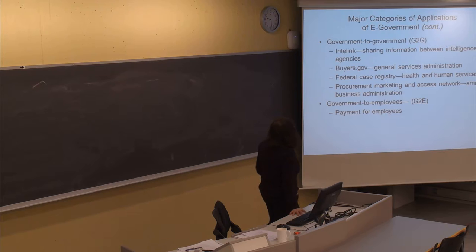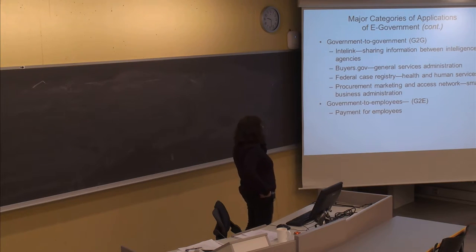The government-to-government category would be being able to share information between agencies using databases or registries for different types of things, like property databases, databases for health services, and municipality investments, and being able to share this information and translate between government agencies. And then government employees being able to communicate with people that actually work for the government, work for the city.